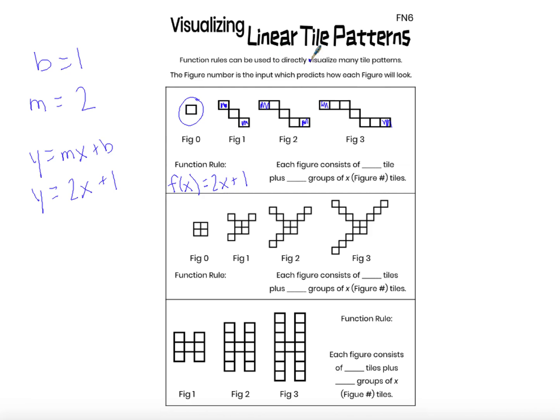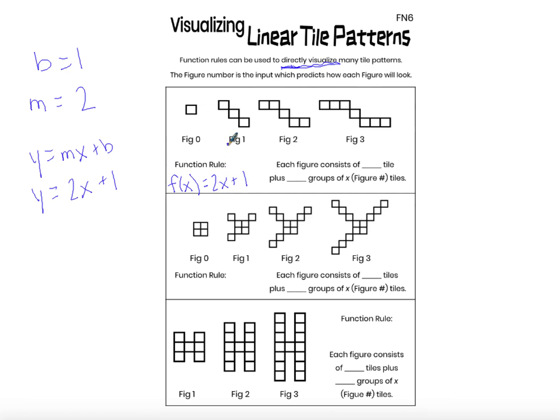When I say I can use my function rule to directly visualize the tile pattern, I'm not talking about this, showing how many are being added. So I'm going to go ahead and erase this shading. I'm talking about a different type of shading or visualizing. I'm looking to directly link 2x plus 1 to my tile pattern, as opposed to plus 2, plus 2, plus 2. So I'm looking for 2 groups of x plus 1.